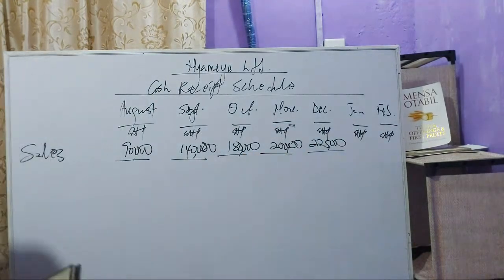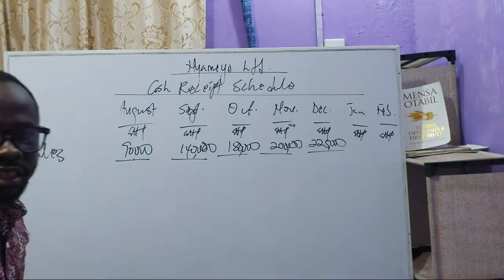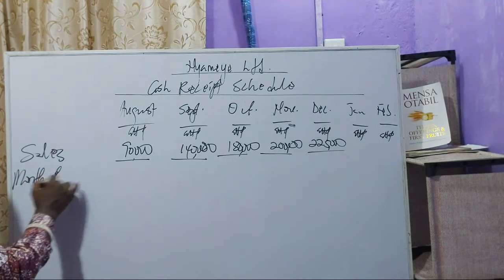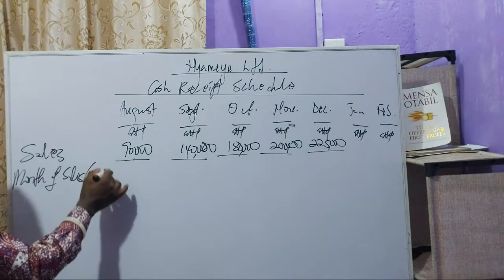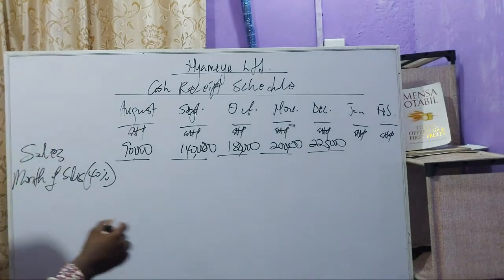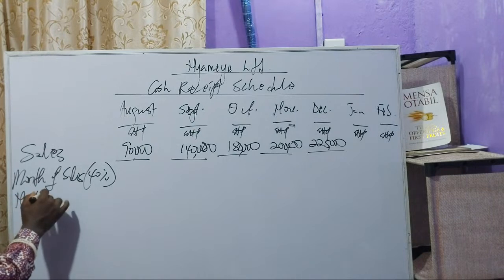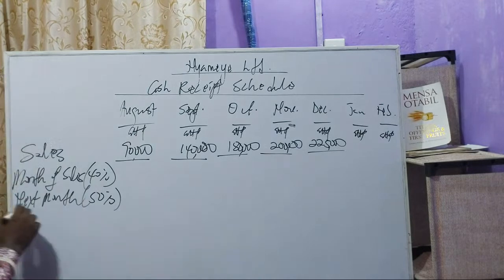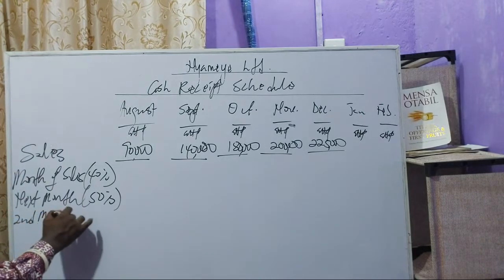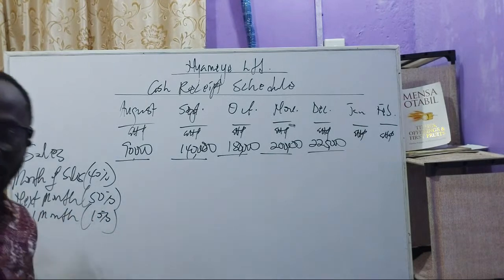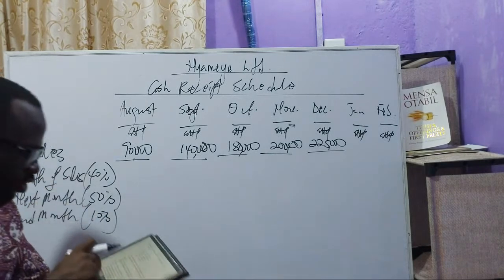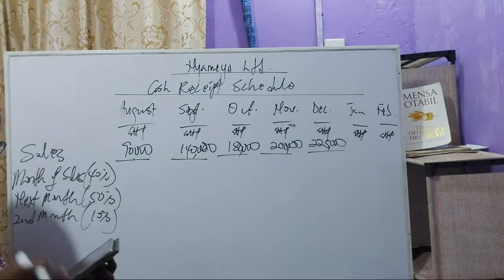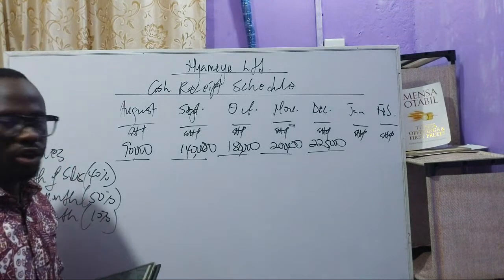Then we look at the collection. So there are three stages in the collection period. So we have the month of sale, and that's 40%. Then we have 1 month after sales, or next month. That's 50%. Then we have the second month after sales, and that's 10%. So this is the collection policy of the organization. So let me grab my calculator, and you can grab your calculator as well, and then let's crunch these together.